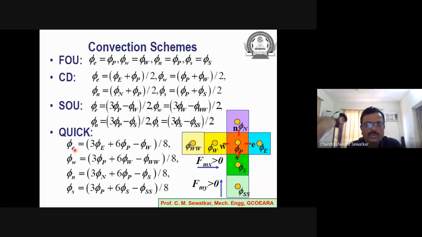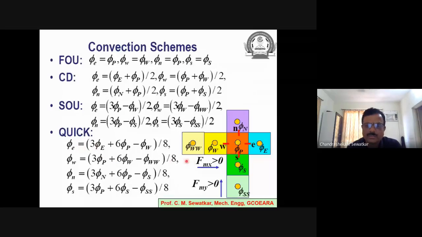write an expression for QUICK convection scheme. Phi small e, if it is... So I will be using this value, and this value. These expressions are provided to you for your easy understanding. And these are provided when my mass flux in x and y direction is positive. If it is negative, the expressions will be different.